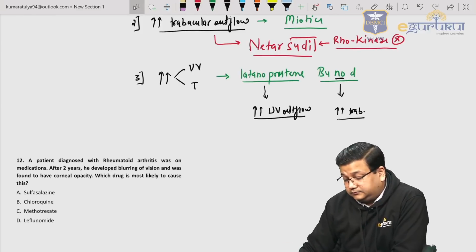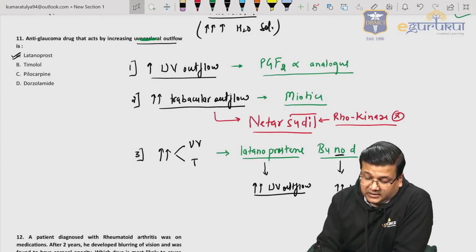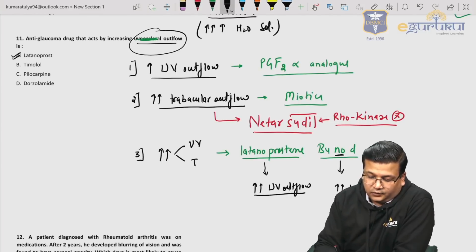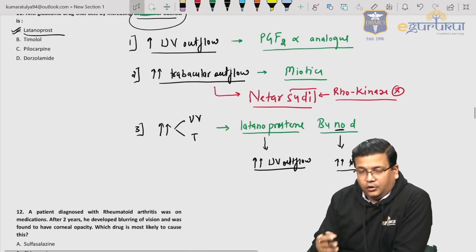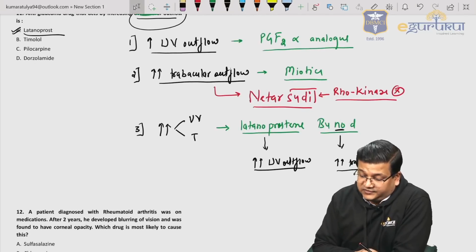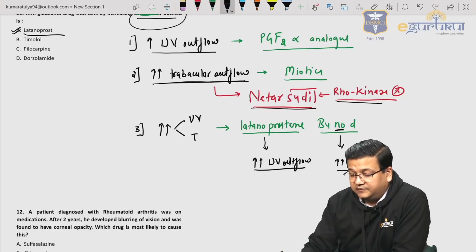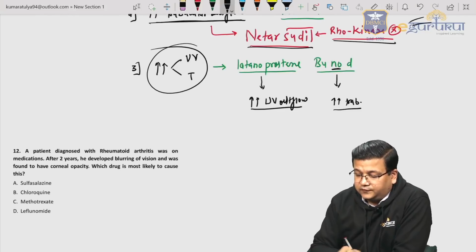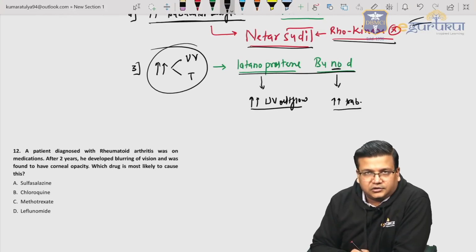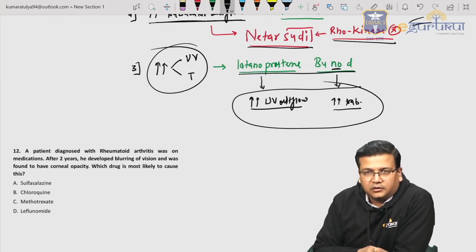So the question is pretty simple. In the form it has been asked, which increases uveoscleral outflow, latanoprost, no problem. But what are the more difficult or more recent questions which can be asked? Increasing trabecular outflow, which new drug? Netarsudil, which is a rho kinase inhibitor. Which drug increases both the outflows? Latanoprostene bunod, which is a prostaglandin with nitric oxide donating property, and this can increase both uveoscleral as well as the trabecular outflow.